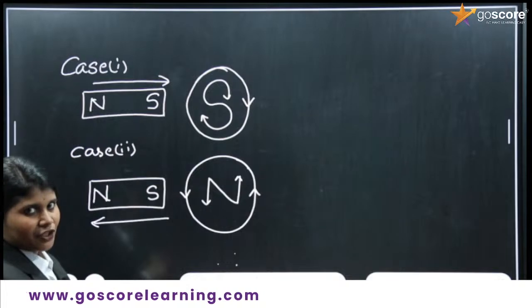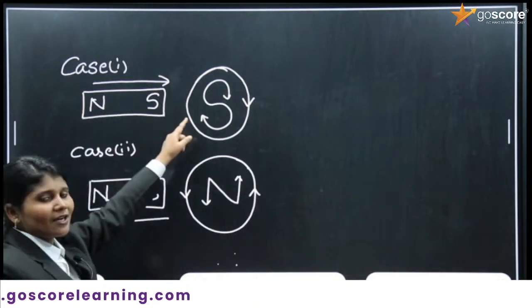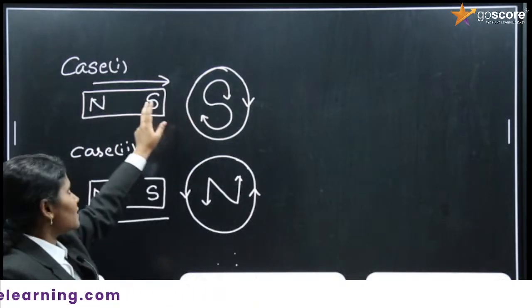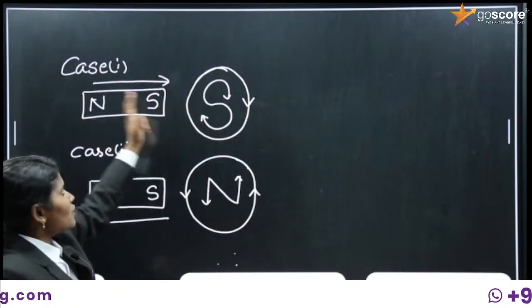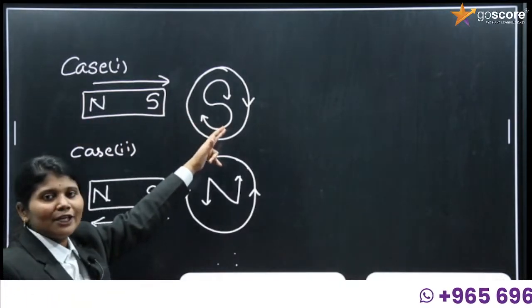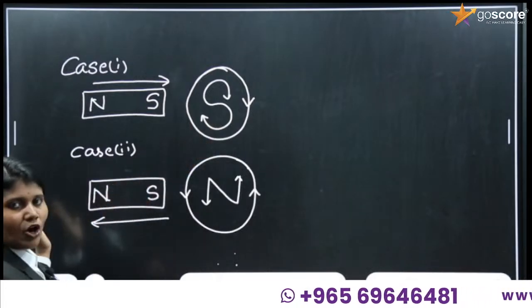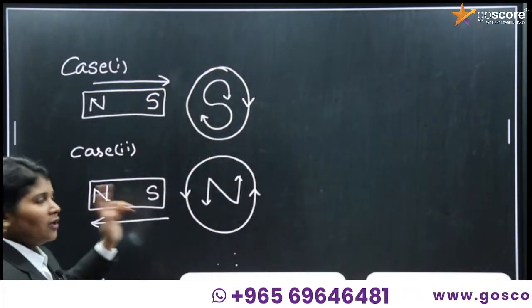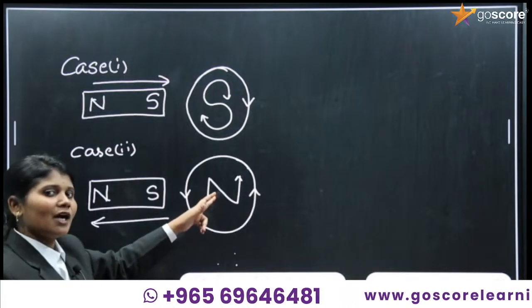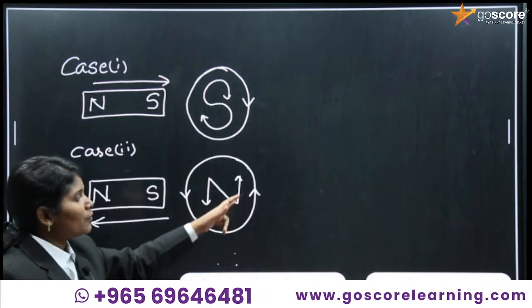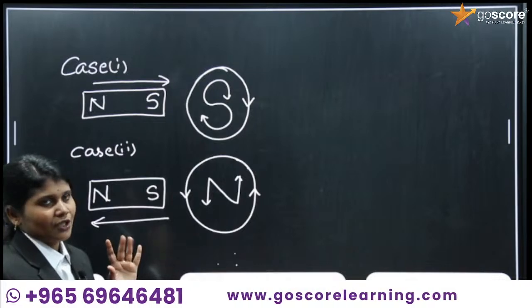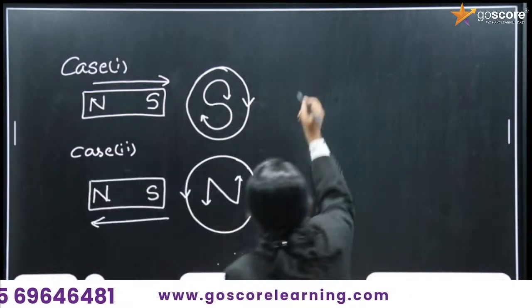Towards the coil, here I am considering the south pole, and the induced current direction is clockwise. Away from the coil, here I am taking the south pole. Which pole is inducing here? North pole. What is the direction for the north pole? Anti-clockwise direction. Now I am considering case 3.